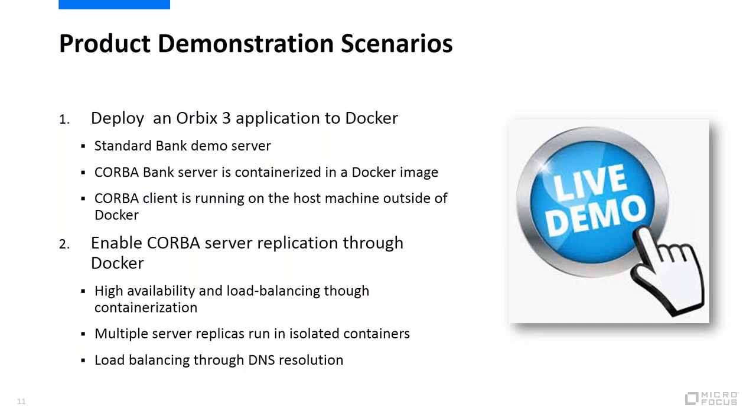Then we'll show how we can leverage Docker to spin up several instances of the CORBA server image. This will allow us to provide high availability to the bank service by replicating the same Docker image in several container instances. We will demonstrate load balancing among the available replicas through DNS resolution using a Consul DNS service.